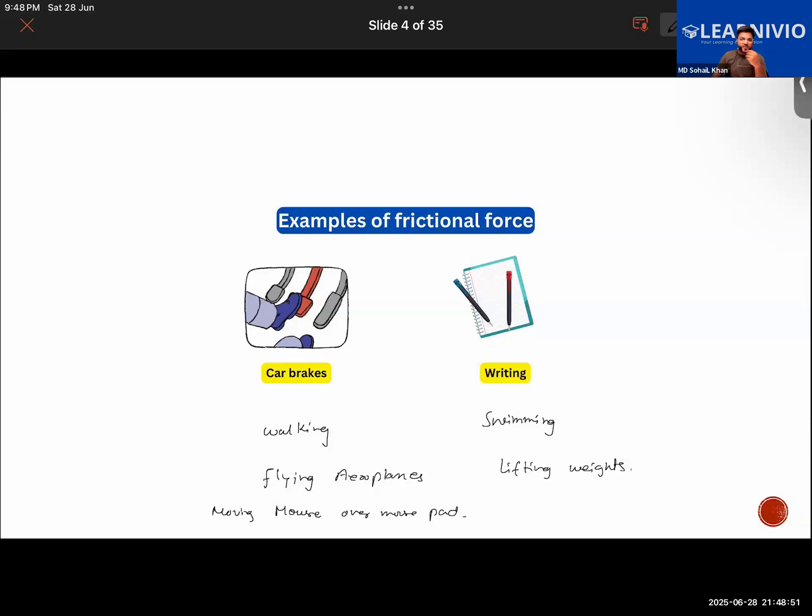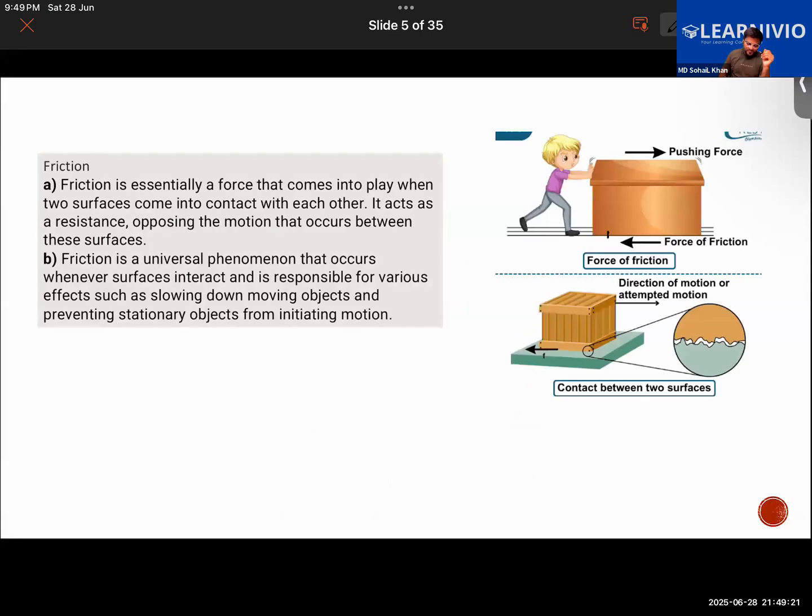The tires of the vehicle, you see the tires of the vehicle, right? That also needs to have some pattern on it. So tires of vehicle. Playing the guitar, we can take that as also an example. Playing musical instruments, right? So there are a lot of examples of frictional force in our day-to-day life.